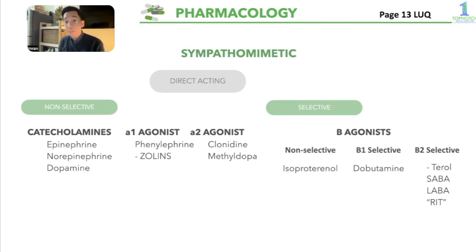Okay, so next, after beta 1 selective, let's go to the beta 2 agonists. Beta 2 receptors are seen in the lungs, right? And when you stimulate them, what does it do? It bronchodilates your lungs, hence you can breathe better. So they are used for asthma. These are the drugs ending in terols: salmeterol, formoterol, albuterol or salbutamol in English. Then SABA and LABA for asthma.